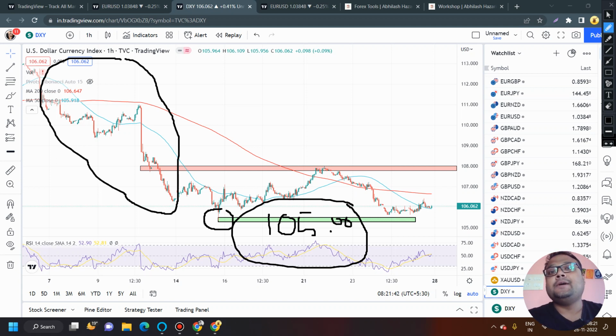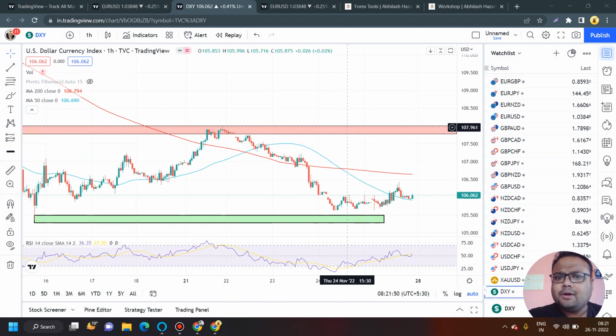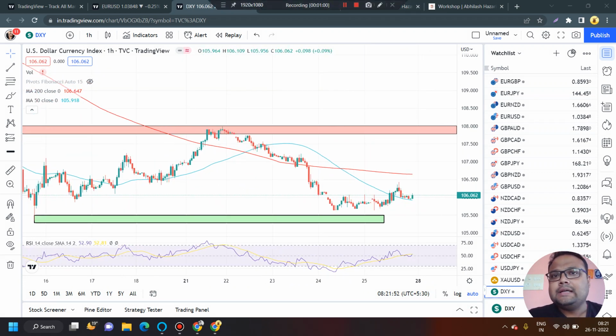But DXY is still trying its best to survive above the very crucial support of the 105 level, because if it breaks the 105 level, then there may be a heavy sell, a fresh wave of selling on DXY, and there will be a fresh wave of recovery on Euro USD, gold and other pairs.